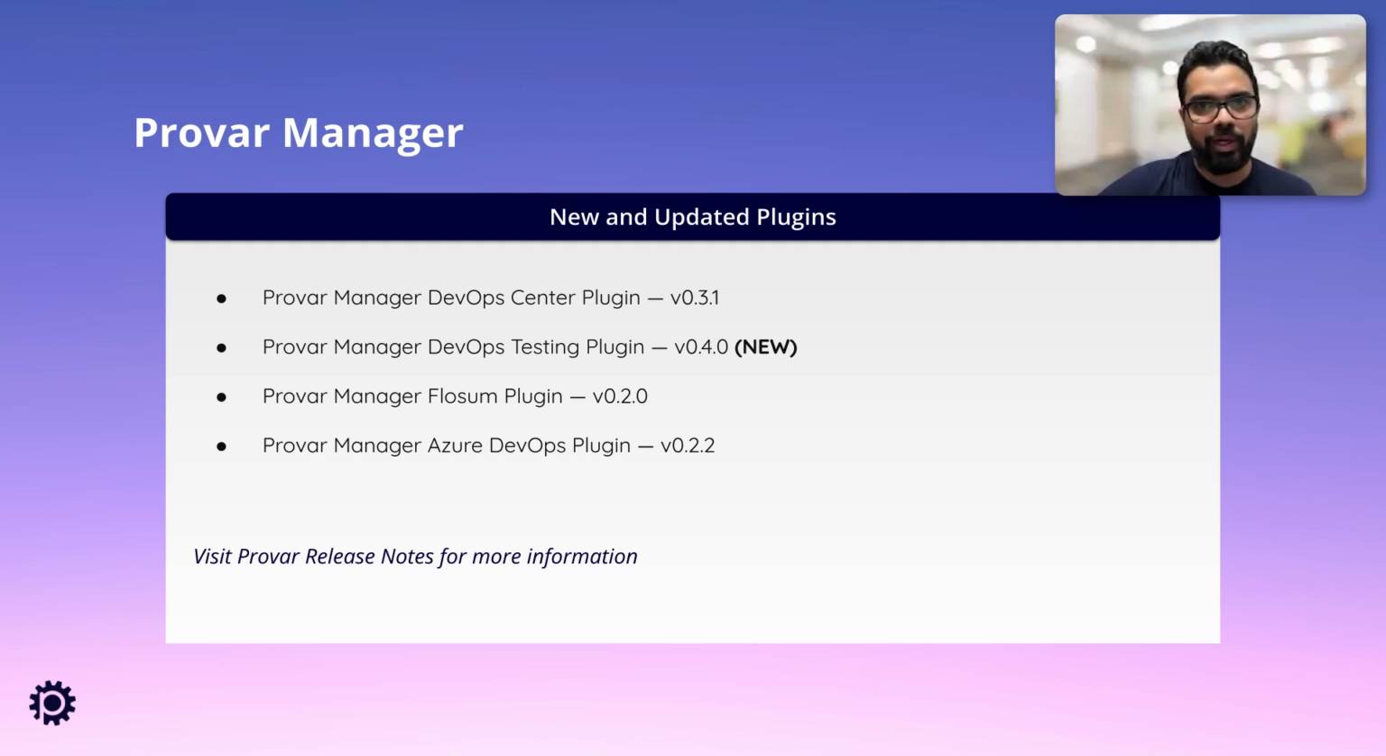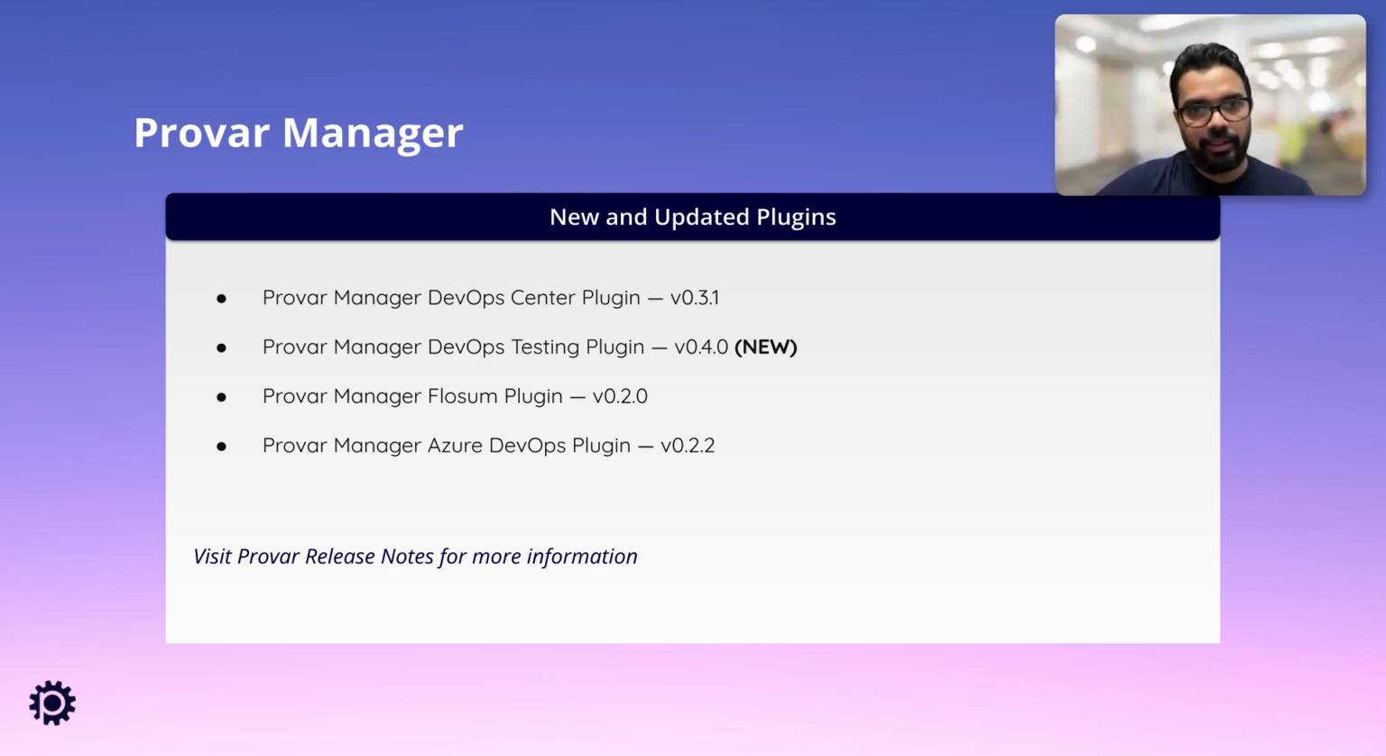It is available in the Provar Manager marketplace right now. It is under security review and will be available on App Exchange soon. But if you want to use it, because DevOps testing is already GA, it is available on this Provar Manager org. And if you go to the marketplace, you'll have the link for this DevOps testing plugin as well.